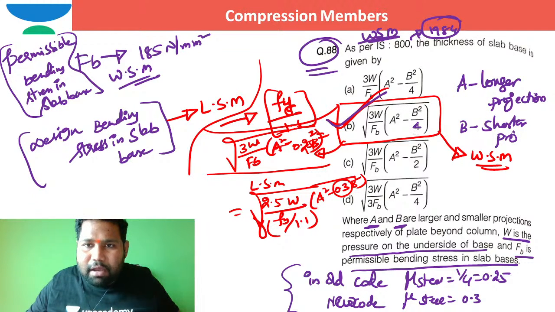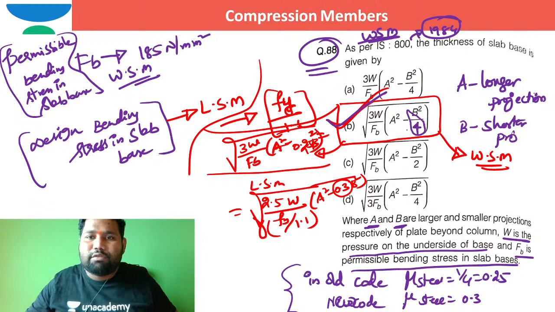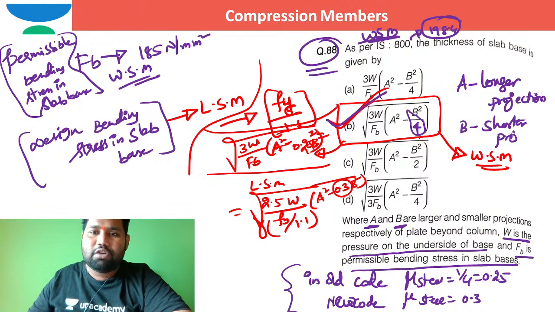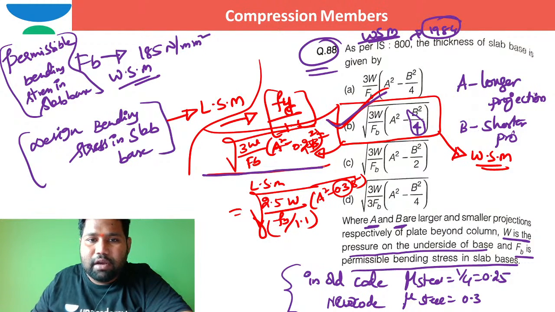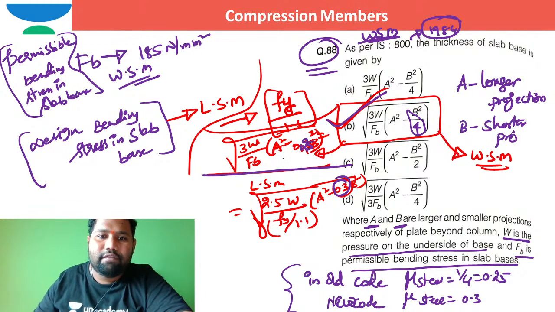Here this is 1 by 4. Now 1 by 4 is how much, brother? You are able to see. This is my a square minus 1 by 4 times of b square. That 1 by 4 itself is nothing but the Poisson's ratio for steel, right? So here the Poisson's ratio in case of limit state method is 0.3, whereas Poisson's ratio in working stress method is 0.25. That is the only difference.